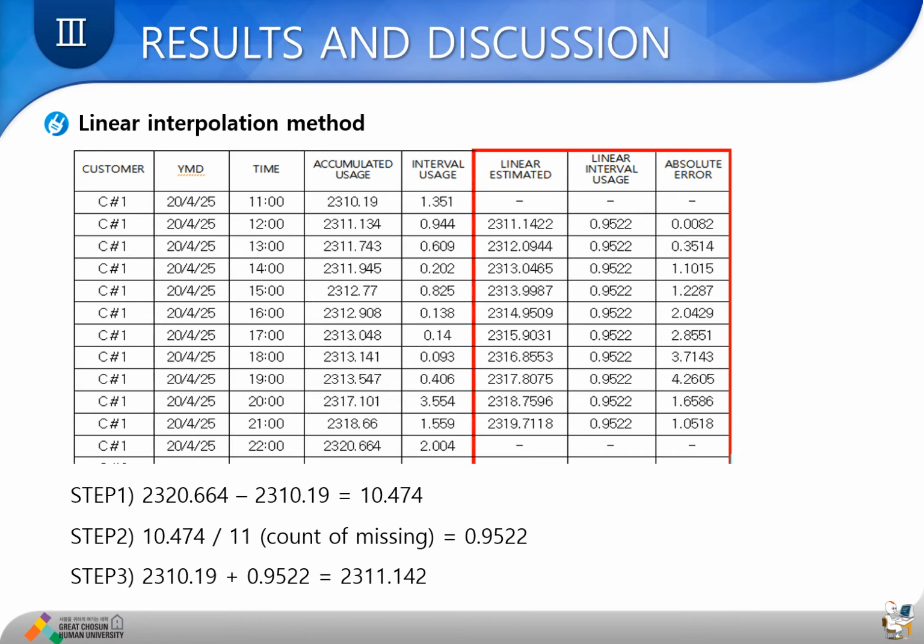First experiment, linear interpolation method. This table is the sample data. Step 1. Subtract the missing data from the first data after missing. This will result in the total electricity used of the missing section. Step 2. Divide this value by the number of missing sections to make the average use of the section. Step 3. The first missing value is the addition of the interval average usage to the missing data.